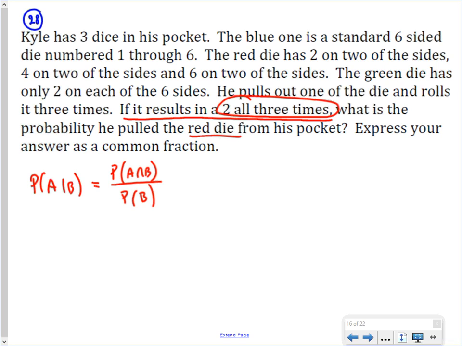the probability of pulling the blue die out and getting a 2 all 3 times. The probability of getting the blue is 1/3. The blue one is a standard 6-sided die, so what's the probability of getting a 2 all 3 times? Each time you roll a standard die, you have a 1/6 chance of getting any single number, so it's 1/6 times 1/6 times 1/6 times 1/3. That gives us 1 over 6 times 6 times 6 times 6 is 216, times 3 is 648, so something very big.